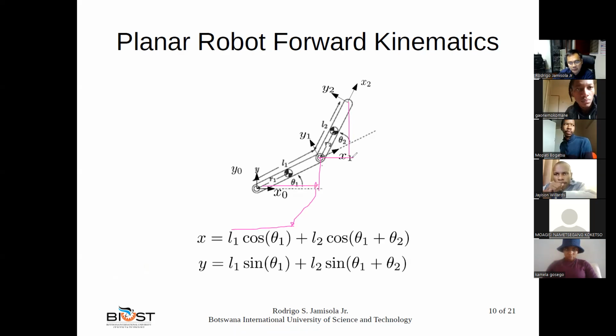Why theta 1 and theta 2? Well, it's because from the horizontal axis, this is the horizontal axis, it goes up to theta 1. So from the horizontal axis up to theta 1, that's theta 1. And you can see theta 1 is added to theta 2 to get your total angle of link 2.